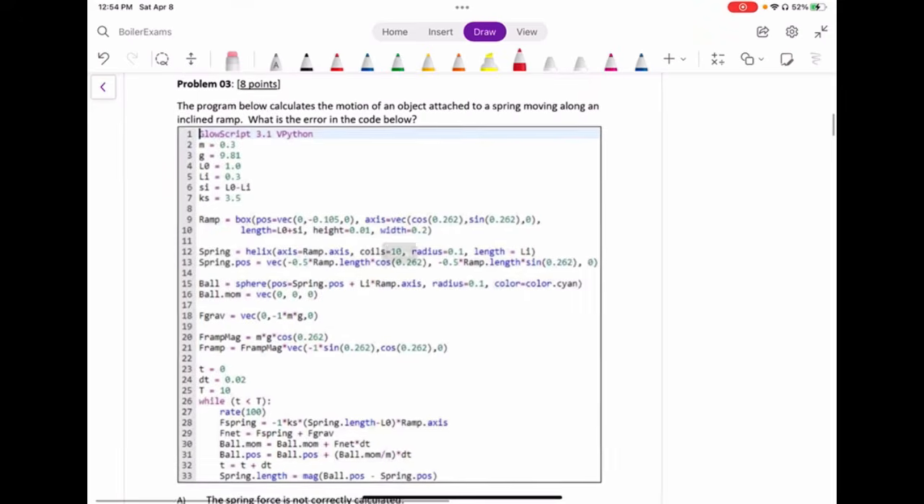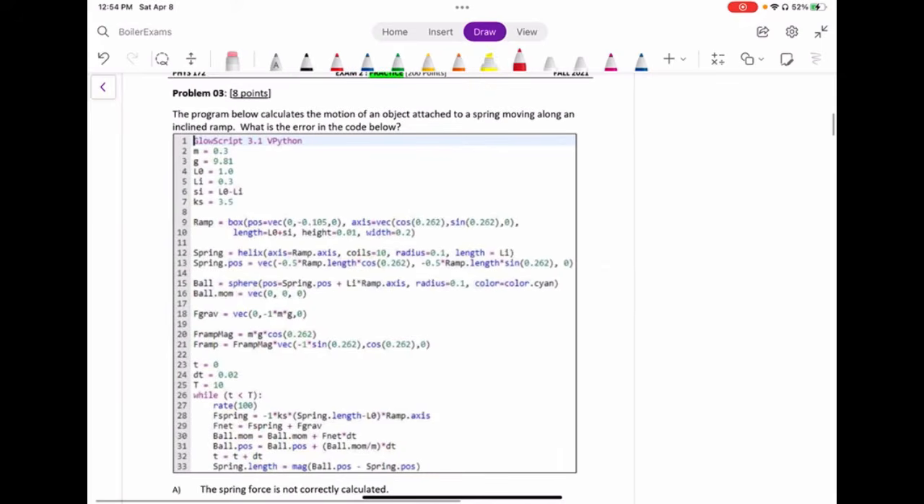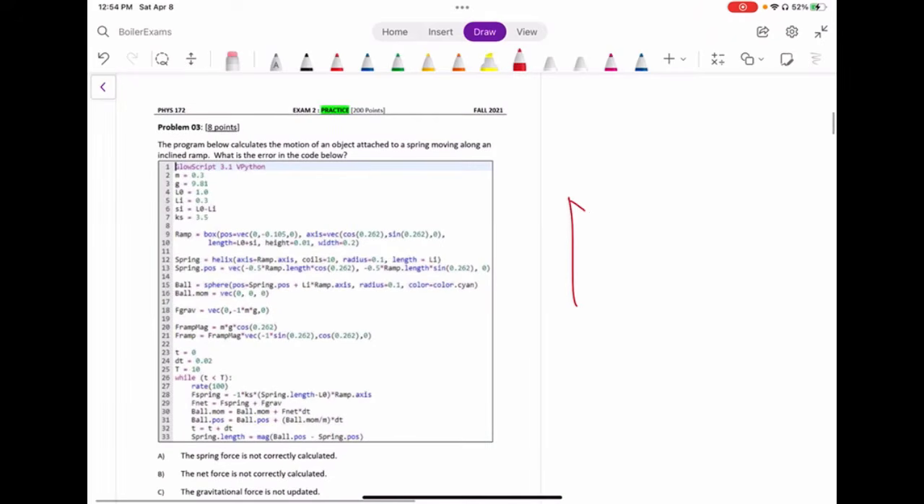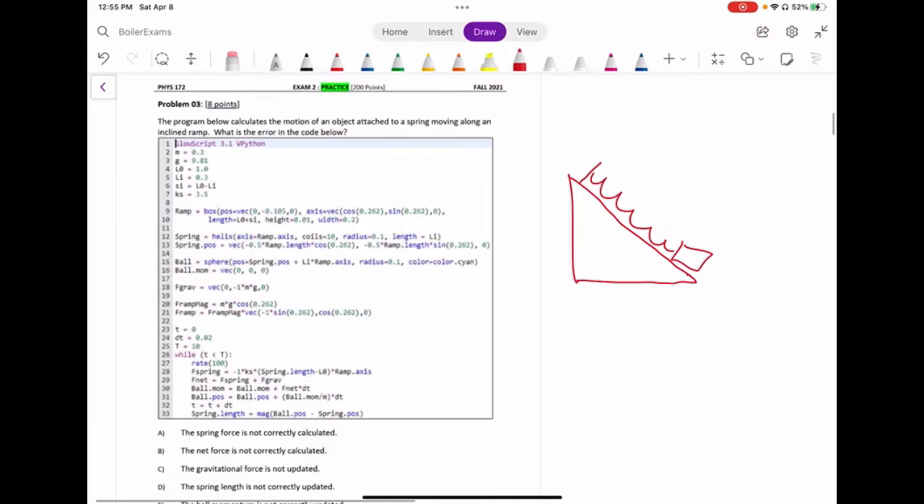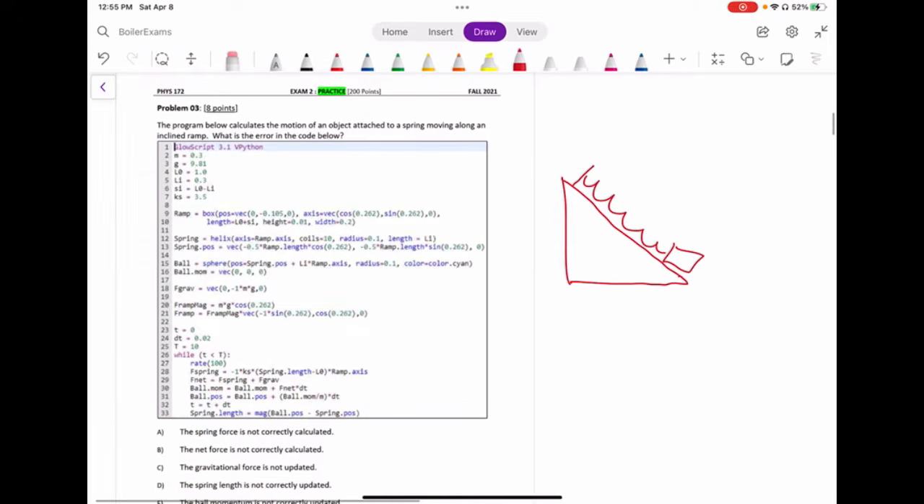Okay, problem 3, we've got a coding problem. We've got motion of an object attached to a spring moving along an inclined ramp. So let's try to picture this real quick. Inclined ramp, something like that. Maybe you've got a wall there. Oh God, that is not a good spring. Okay, something like a spring, object at the end. Just from doing the test, I kind of know what we should think here.